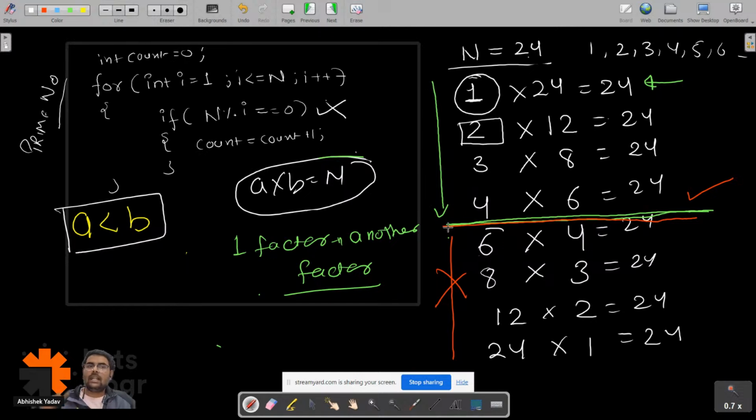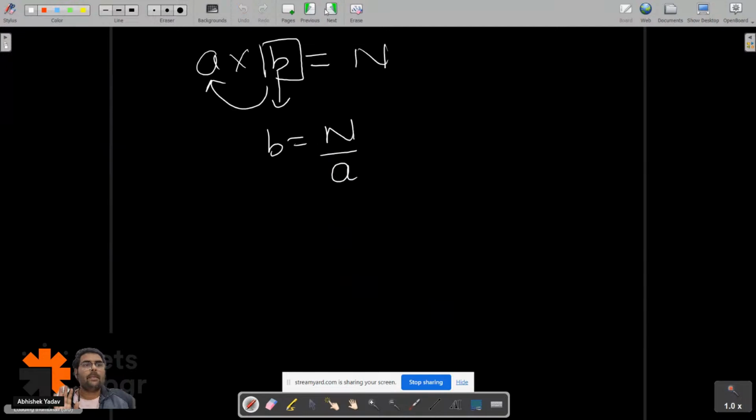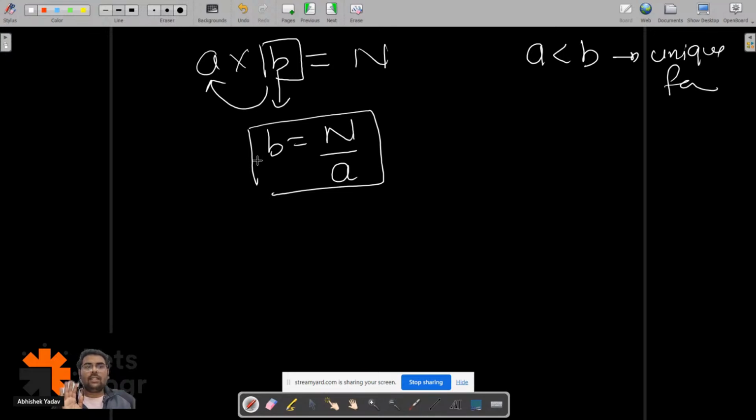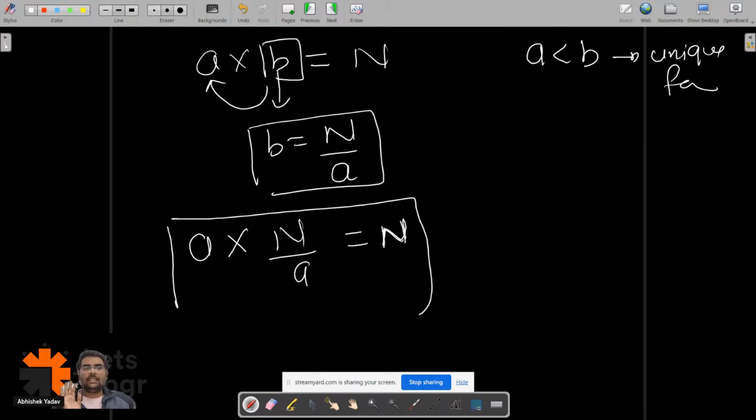इसके बाद मुझे कोई भी काम नहीं करना है, मुझे अपने कंप्यूटर को कोई काम नहीं देना है, राइट? So here you are saying कि hey, till the time A is less than B, we are getting unique factor, right? And you got one more thing, that is the value of B in terms of A. So here, A into n by A is equal to n, right? I can write this equation like this.